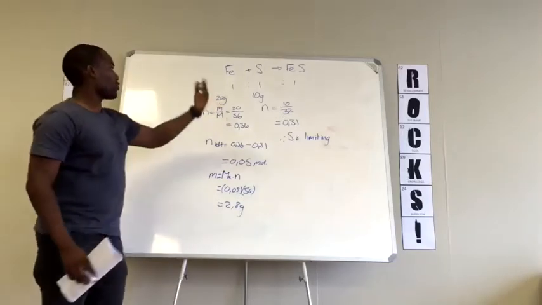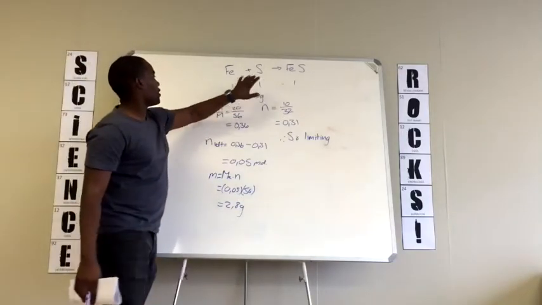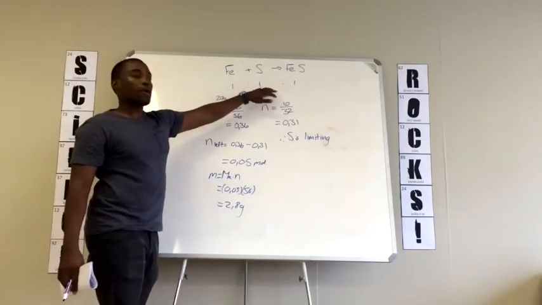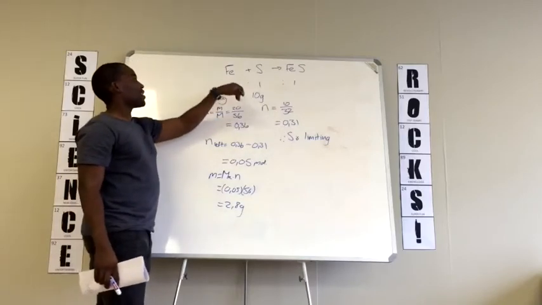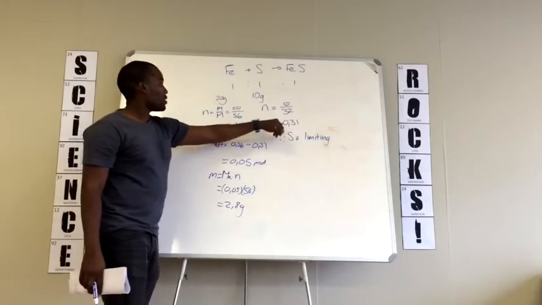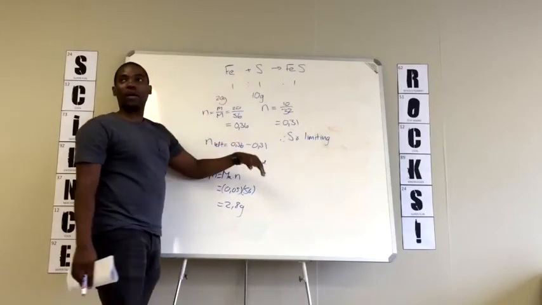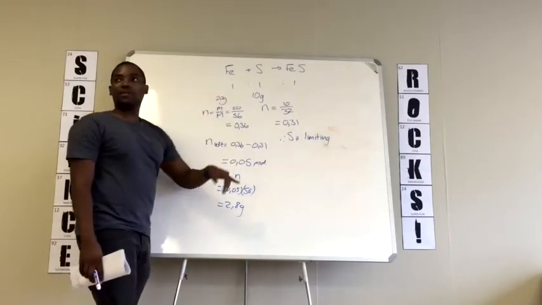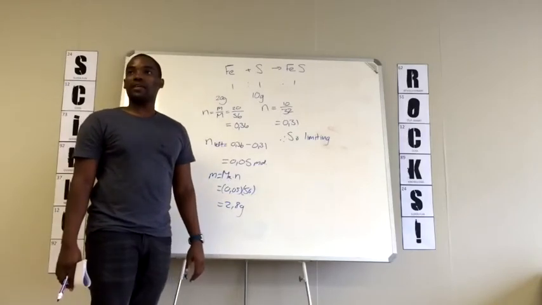So if it wasn't a 1-to-1 ratio, let's say that was a 2-to-1 ratio, right? Meaning I would have to react twice as much iron as I did my sulfur. So now I just say, well, 0.31 times 2, and I get my answer, and then minus that from the original amount. Does that make sense?